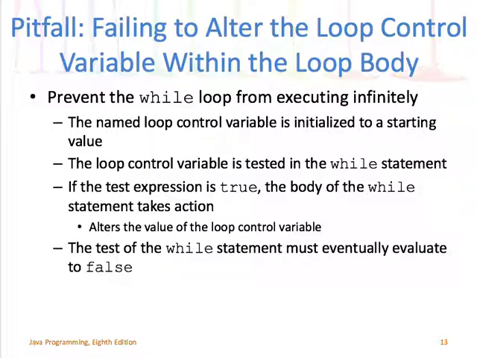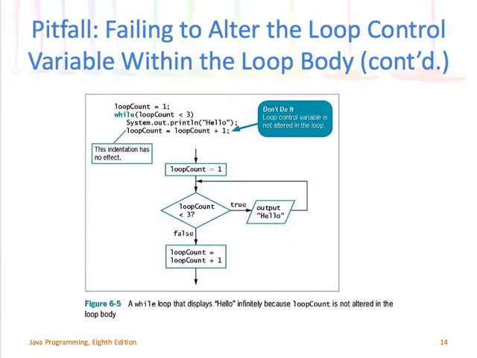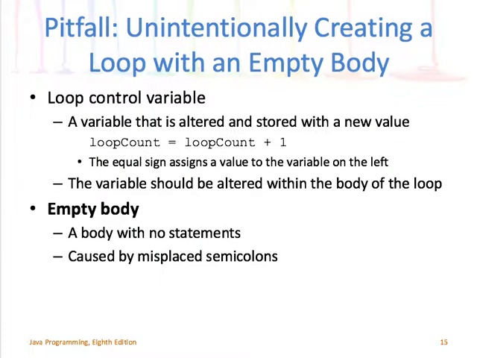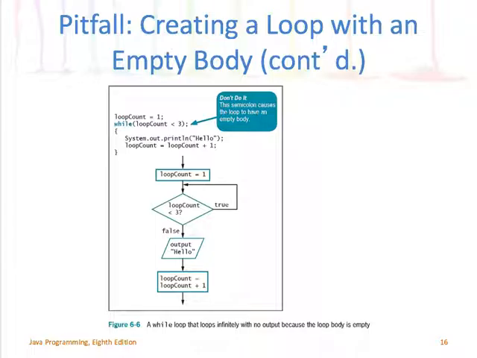The loop control variable is initialized to a starting value. The loop control variable is tested in a while statement. If the test expression is true, the body of the while statement takes action. The tested while statement must eventually evaluate false. So in this example, it tells you don't do it. It has loop count equals 1, while loop count is less than 3, output, and the loop count has no effect. See where the loop control variable is not altered in the loop? It's not saying loop count equals loop count plus 1. So it's not going to work. Don't do it. Another example, don't do it.